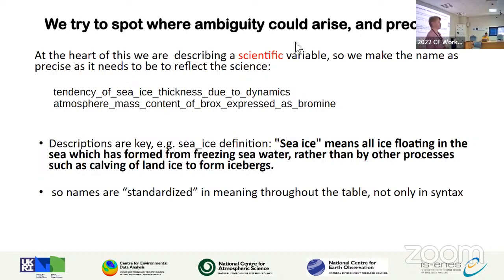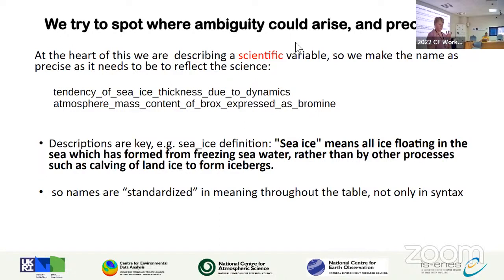How do we go about constructing the standard names? We spend a lot of time discussing these standard names. And what we've got to really remember is that the basic philosophy behind standard names is that we are describing a scientific variable. So what we write down in the standard name table is meant to describe, if you like, the science and the thinking that's gone into producing that variable.